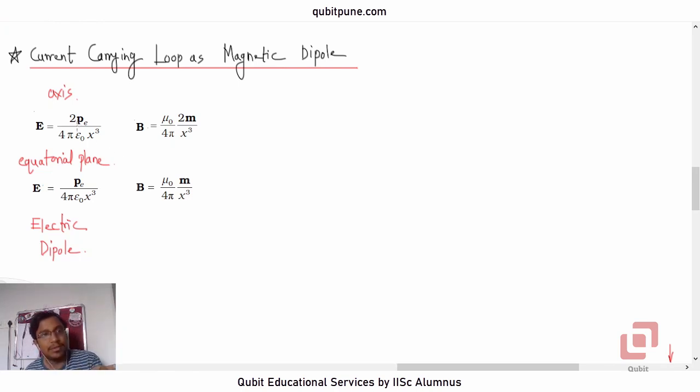This is for axial electric and magnetic fields, and the second row here is for the equatorial electric and magnetic fields. For the equatorial electric dipole field, it is electric dipole moment upon 4 pi epsilon naught into x cube. For the magnetic field due to a current carrying loop, it is mu naught upon 4 pi into m bar upon x cube. We will see this again, but please note the similarities. That's how we define magnetic moment. Maybe you can just remember it that way. Clear? Current into area, that's magnetic moment.